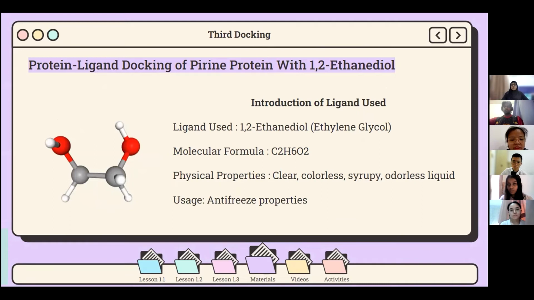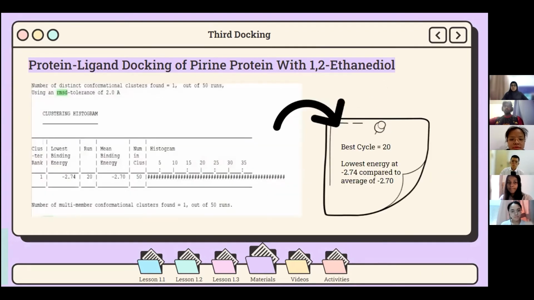The ethylene glycol is a synthetic liquid substance that absorbs water and is odorless but has a sweet taste. The ethylene glycol is used to make antifreeze and de-icing solution for cars, airplanes, and boats. During autodocking, the runs are then studied to understand the approximate binding energy.